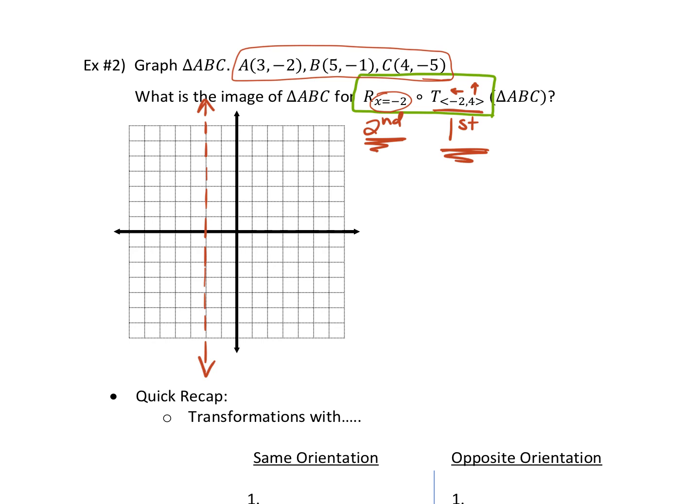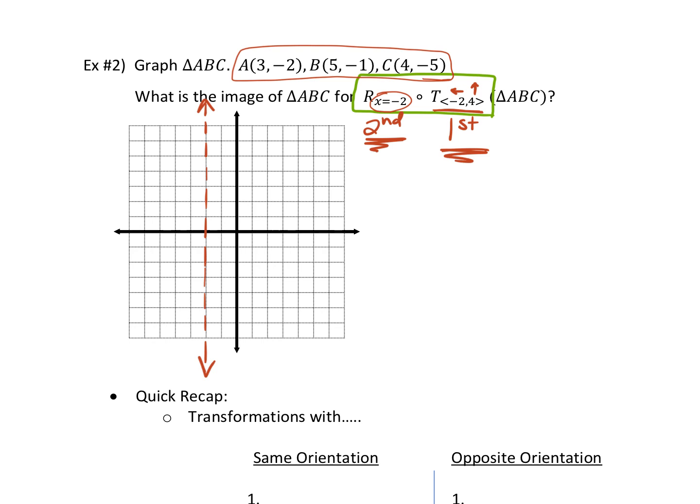5, -1, so now it goes 2 to the left and 4 up, and that'll be B again. Don't call it B prime yet, because it's not your final answer. Okay, I'm going to plot all of these. Just make sure your points are going in the same places as mine.